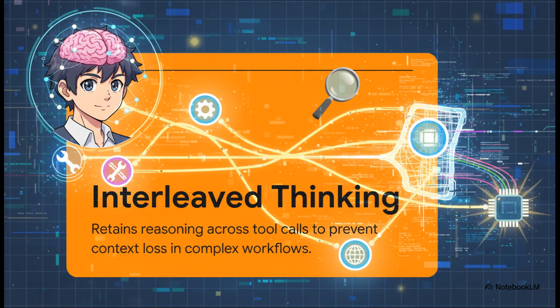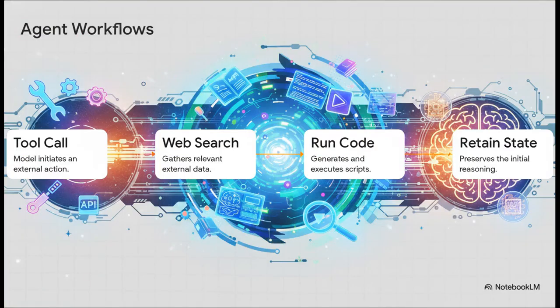Interleaved thinking essentially acts as an invisible thread. It ties the whole thought process together, retaining the model's underlying reasoning state across all those external hops, so it doesn't just drop the ball halfway through a task. Imagine a standard 20-step agent workflow. Step 1, you make a tool call. Step 2, perform a web search. Step 3, generate and run some code. Without this feature, older models might literally drop the ball around step 15 just because they lost track of their initial reasoning.